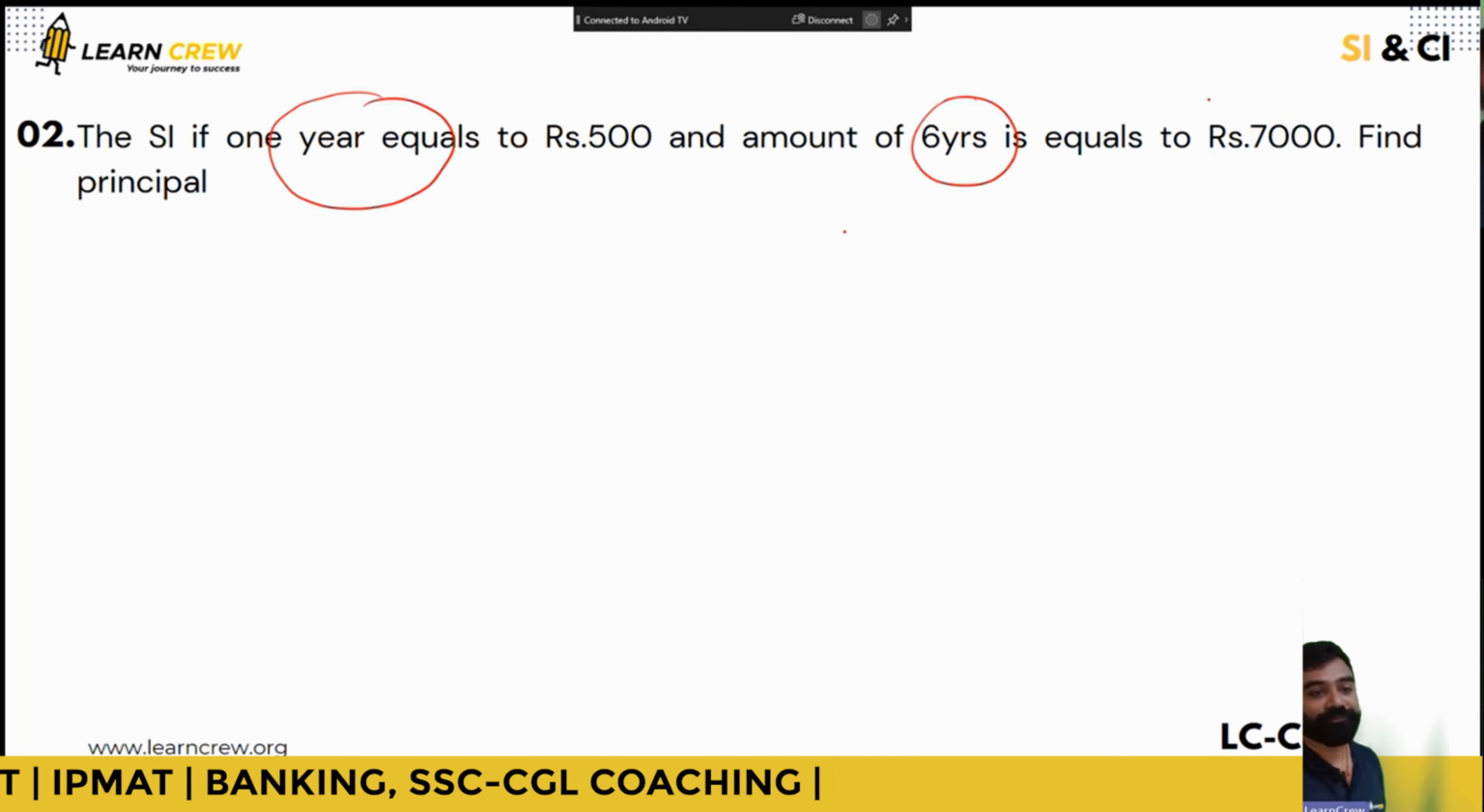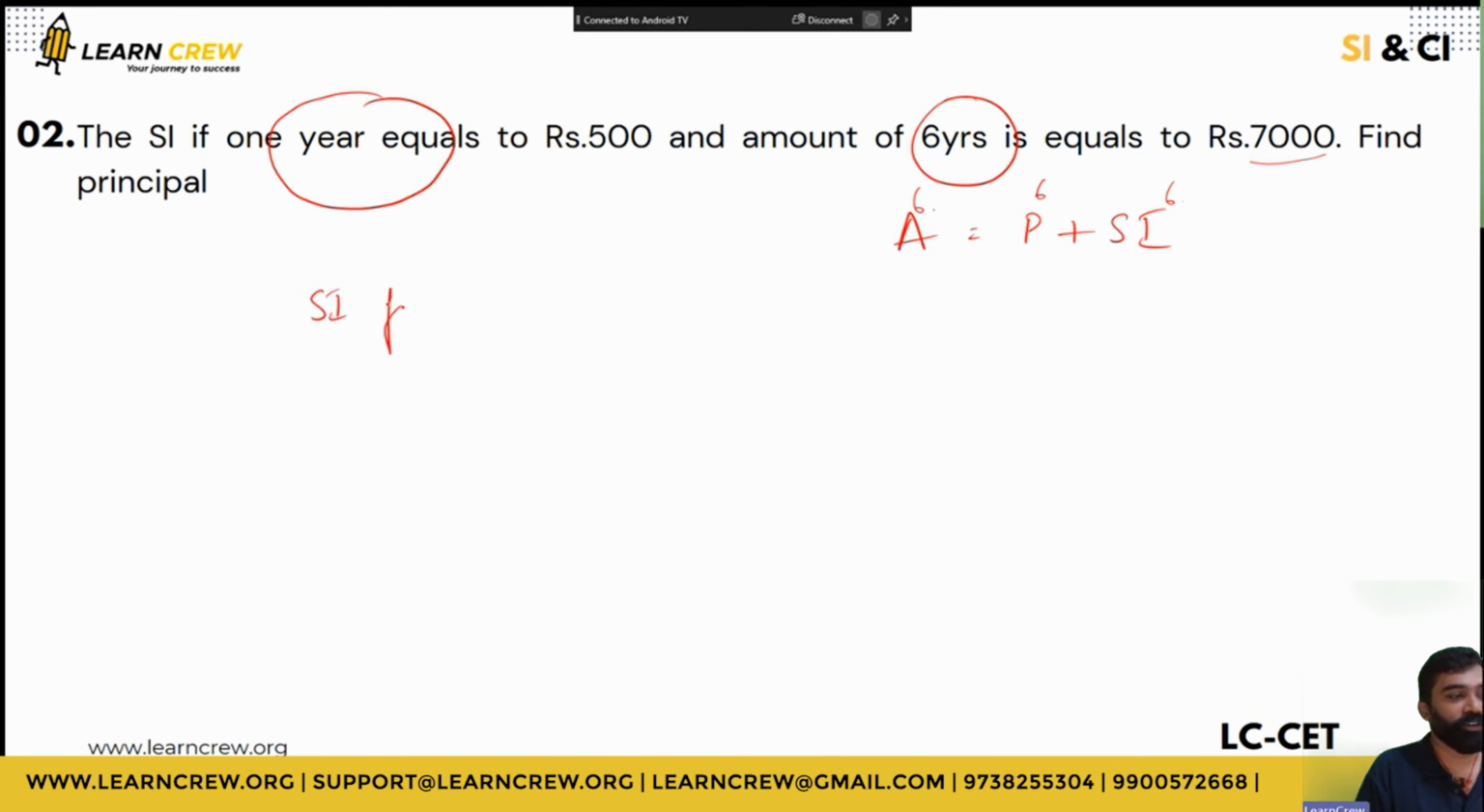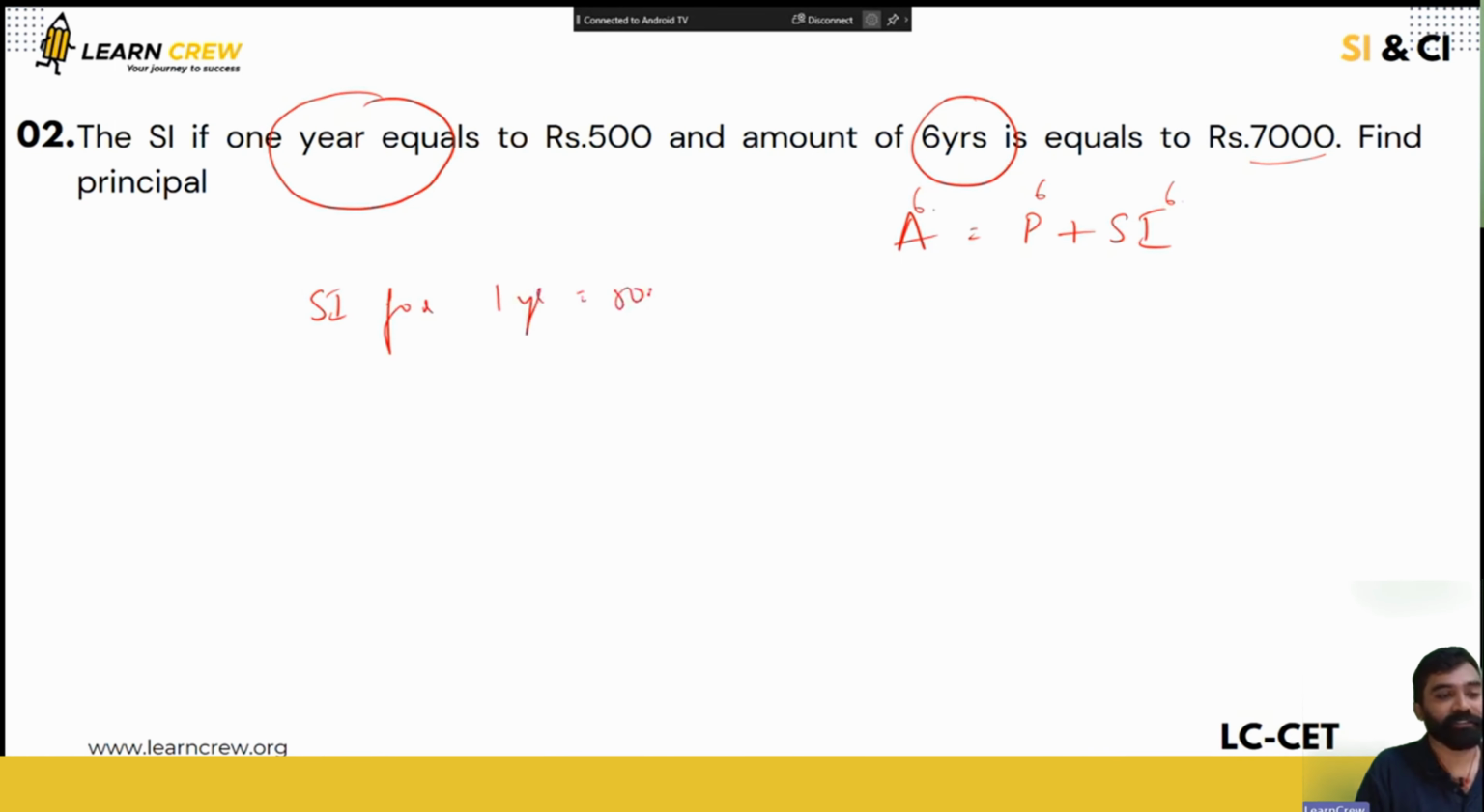What is the 7,000? Amount. Amount includes principal plus simple interest. And both should be in the same time. If this is for 6 years, this also should be for 6 years. Answer: see, if simple interest for 1 year is 500, for 6 years is 500 into 6, that's all. This becomes 3,000.